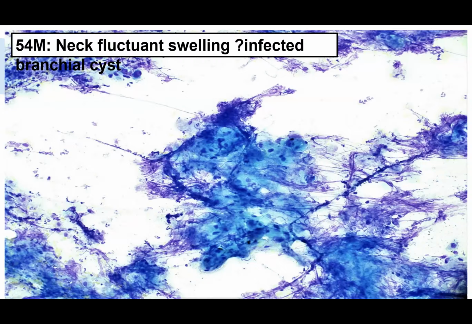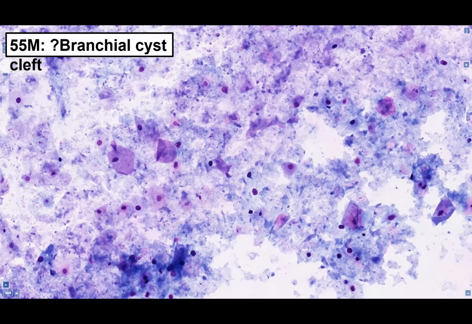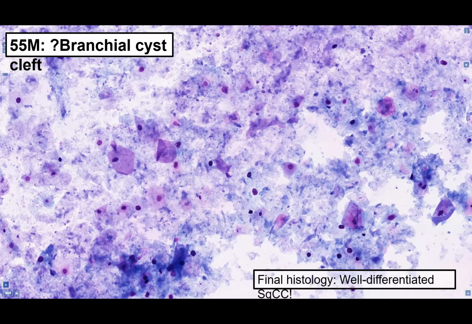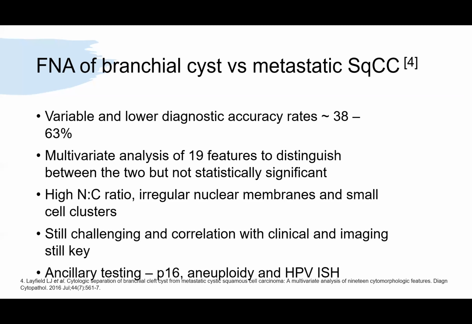This was another 55-year-old male, query branchial cleft cyst, and here you can see some which are anucleated, others which are looking like superficial squamous cells. And again, they tend to have non-specific features here with some debris, but on the final histology, this turned out to be a well-differentiated squamous cell carcinoma.